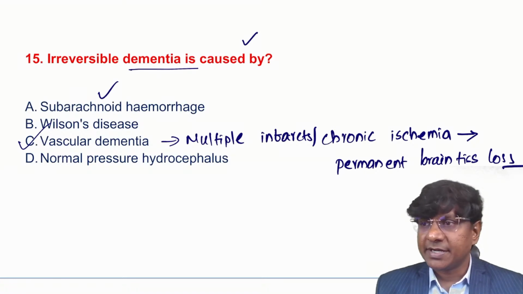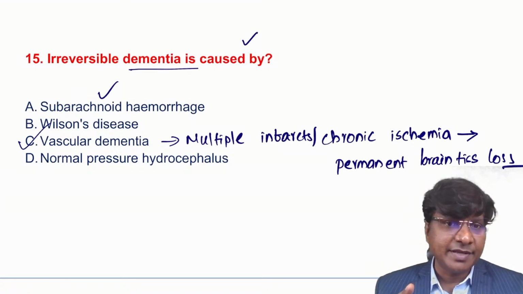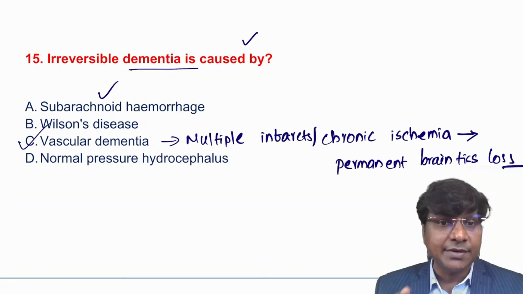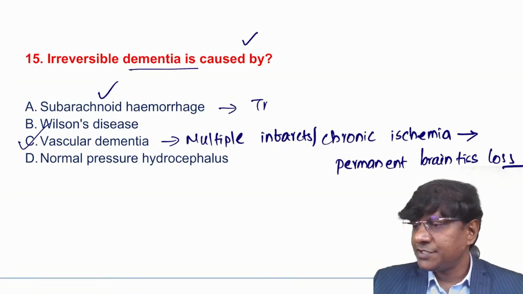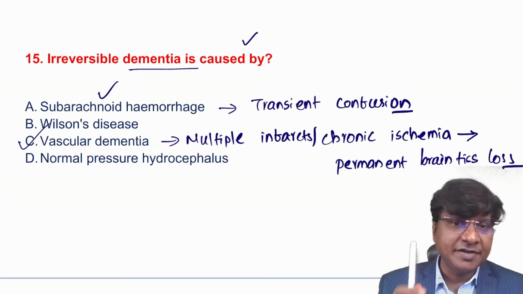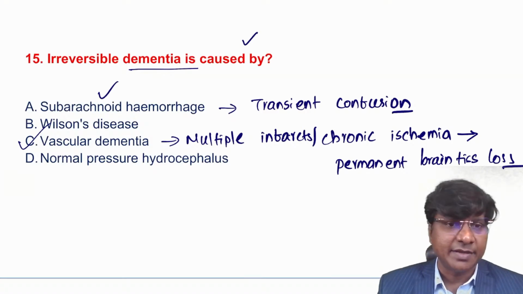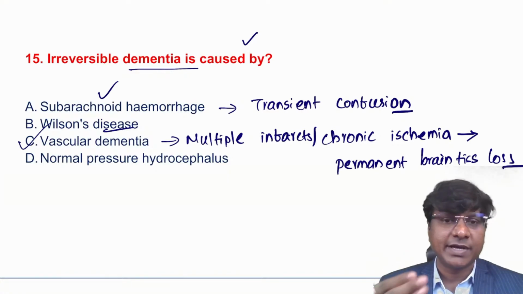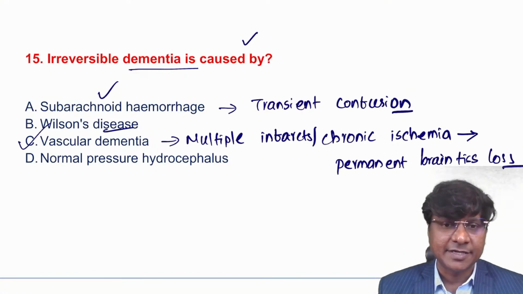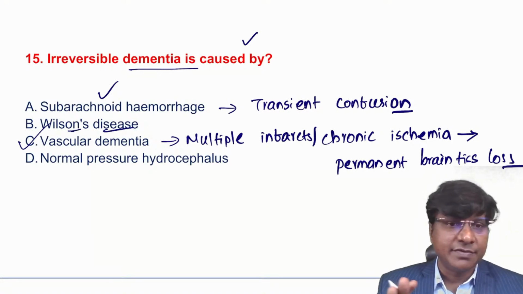Whereas in subarachnoid hemorrhage, this can cause acute cognitive decline, and these patients will have transient confusion. And what about Wilson's? In Wilson's also, there will be neuropsychiatric symptoms and cognitive decline. Early diagnosis requires chelation with zinc as well as penicillamine, and Wilson's is potentially reversible.